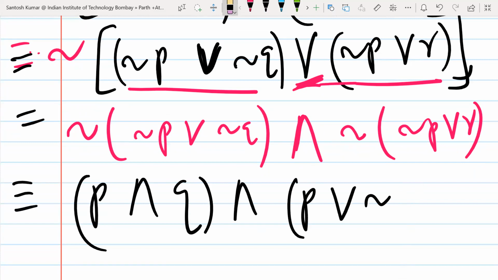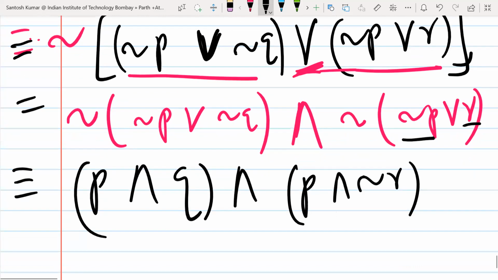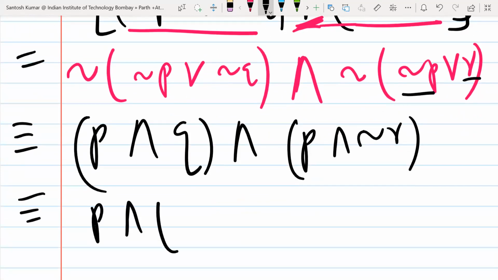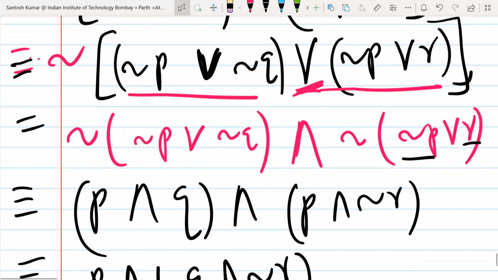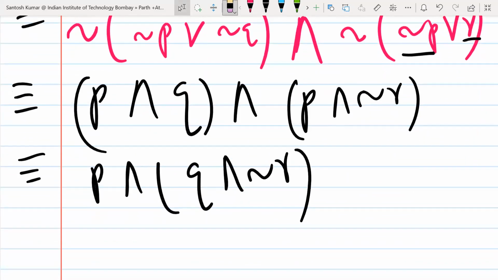One minute, sorry. What negation are you taking inside? Negation of this or this will be and, it will be negation R. See, anywhere you have doubt, you just tell me. Negation of P or Q is negation P and negation Q. That's why. So you can take P common, and so you have Q and negation R. You can write like this: P and Q and negation R. So this is something like this. And remove the bracket.